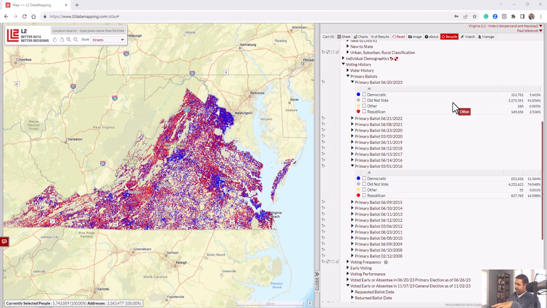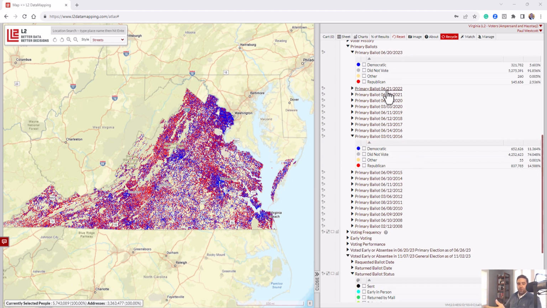So you say, okay, well, we've got around 300,000 Democrats and around 145,000 Republicans. Well, that's really not going to cut it in terms of being able to get this kind of coverage across the state of Republicans and Democrats, which you can see is pretty robust. It's covering a good portion of the state. So we have to look back at other primary elections, and L2 has a deep inventory. We've been around for over 50 years.